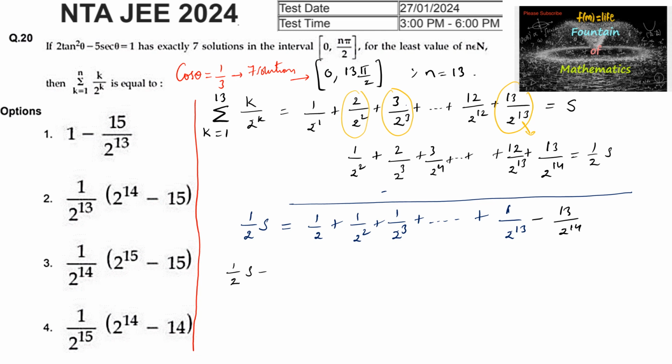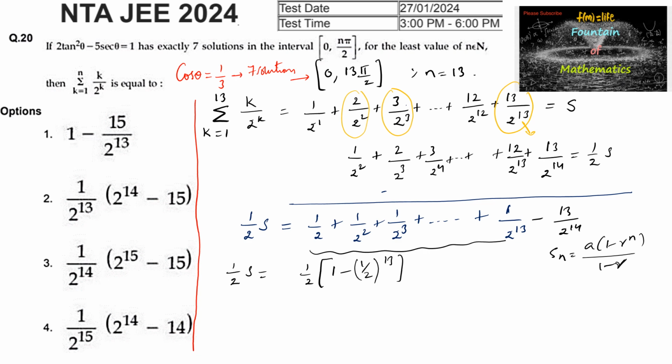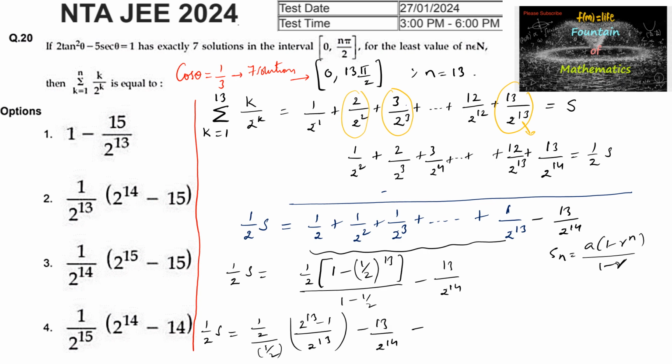So 1 by 2s is equal to, so it is in geometric progression. So we can write by using the formula Sn is equal to a into 1 minus r power n divided by 1 minus r, where r is less than 1. So here r is equal to 1 by 2, so a is equal to 1 by 2. 1 by 2 times 1 minus 1 by 2 whole power 13 divided by 1 minus 1 by 2 minus 13 divided by 2 power 14. So 1 by 2s is equal to 1 by 2 divided by 1 by 2 into 2 power 13 minus 1 divided by 2 power 13 minus 13 divided by 2 power 14.